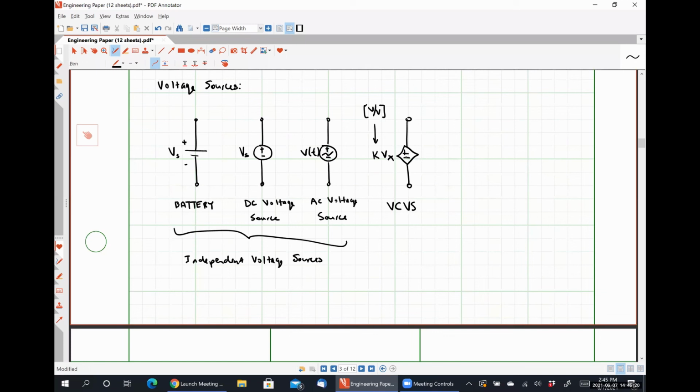These dependent sources that we're going to be dealing with in this class cause quite a bit of confusion among Circuits 1 students, typically. And I think the biggest reason is that not enough attention is paid to the units of the modifying coefficient here.